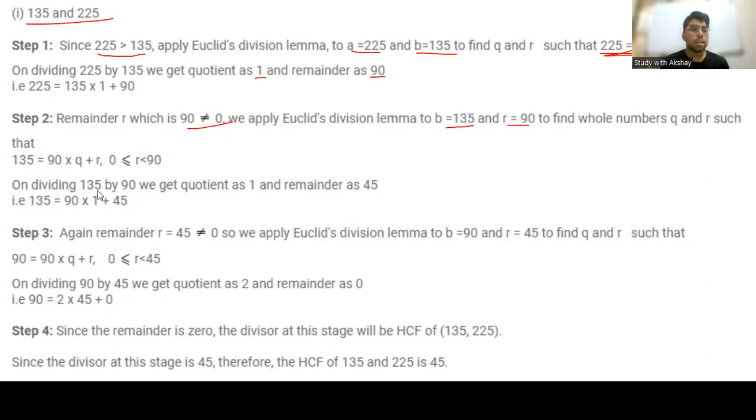Later on, by taking 135 greater than 90, you will apply Euclid's division algorithm. You will get the quotient as 1 and remainder as 45. So 45 is not equal to 0. Again, apply Euclid's division algorithm. You will get quotient as 2 and remainder as 0. Since the remainder is equal to 0, the divisor at this stage will be the HCF of both of them. What is the divisor? 45 is the divisor. So it is the HCF of both 135 and 225.